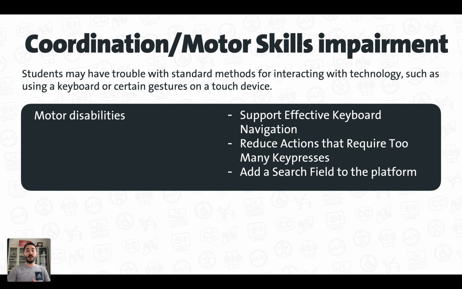Reduce the actions that require too many key presses. So for example, we know that copy and paste is a combination of Control or Command C and Command V. But maybe we can reduce the actions that require too many key presses. Maybe we can reduce those to only C and V in our platform, or maybe R to reply to a comment, or maybe S to send a task. So think about when you develop those platforms to analyze what shortcuts you are going to implement.